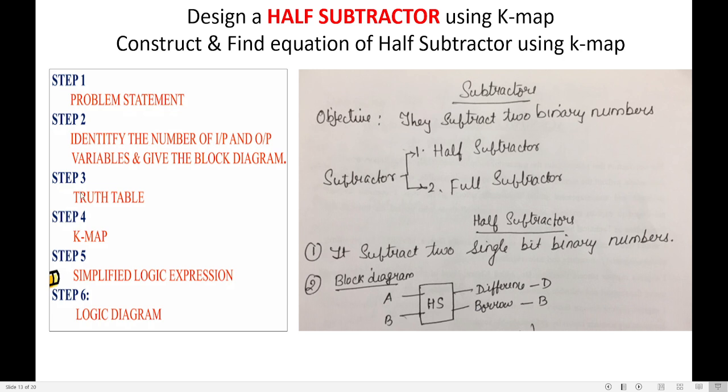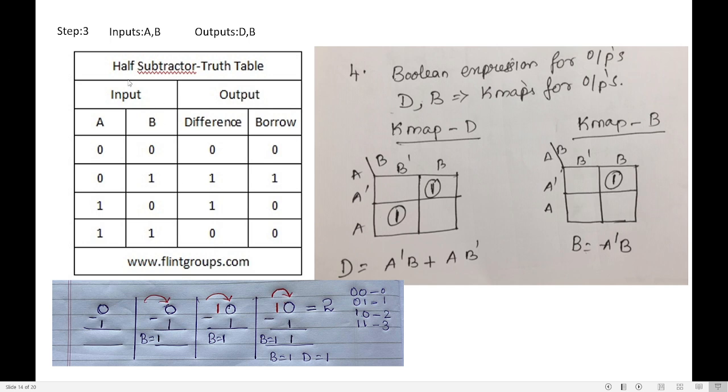Now I need to go for the third step. The third step is writing the truth table. So I'm writing the truth table. What are my inputs? A and B. What are my outputs? Difference and borrow. Difference is D, borrow is B. Since there are 2 inputs, I have 4 combinations: 0 0, 0 1, 1 0, 1 1.